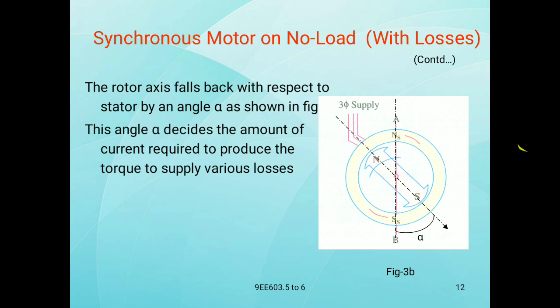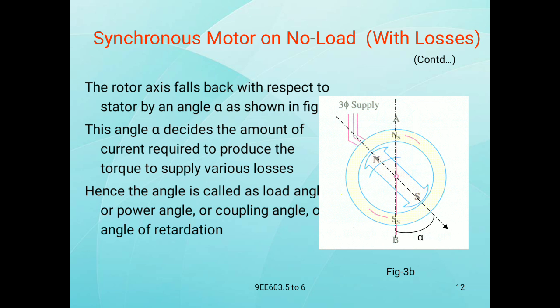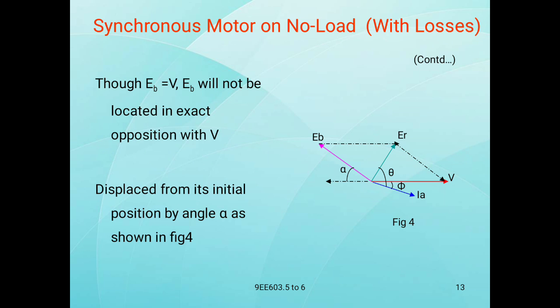What does this angle say? This angle alpha decides the amount of current required to produce the torque to supply the various losses. Hence the angle is called the load angle, power angle, coupling angle, or angle of retardation. That is alpha.